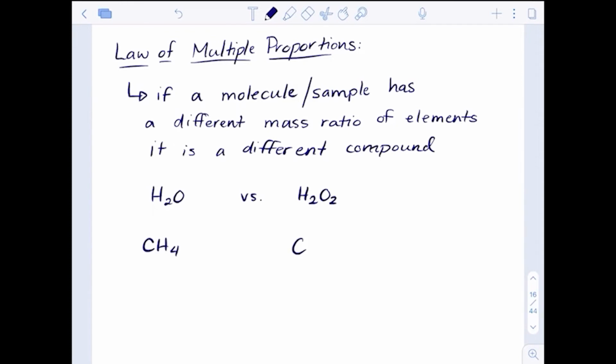Carbon with one carbon versus carbon with two carbons, right? Carbon and hydrogen can create a bunch of different things. The law of multiple proportions simply states that just because you are created with hydrogen and oxygen, you don't necessarily have to be water. You could be a bunch of other different things too with different mass ratios.